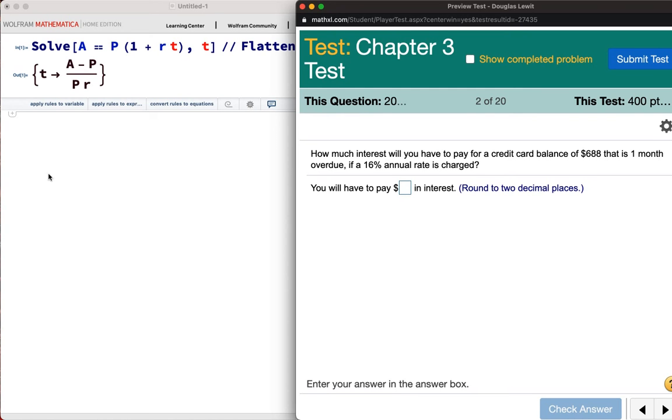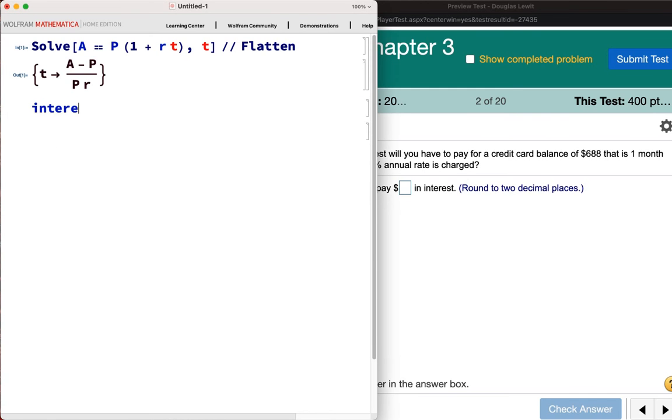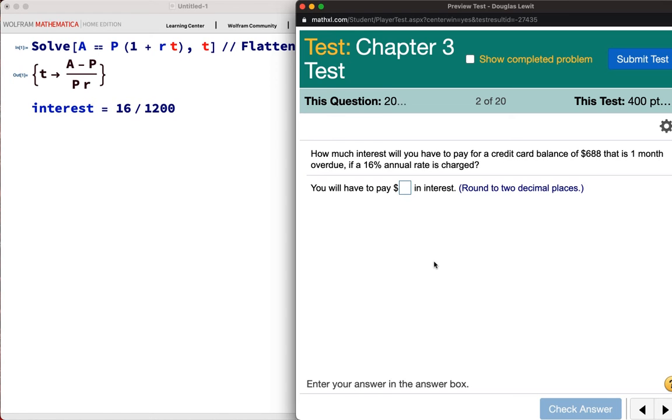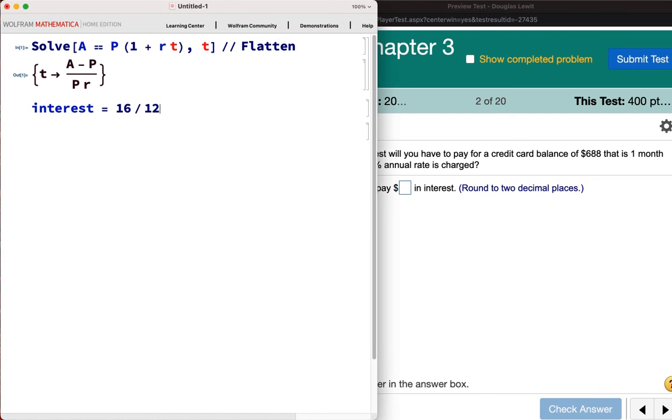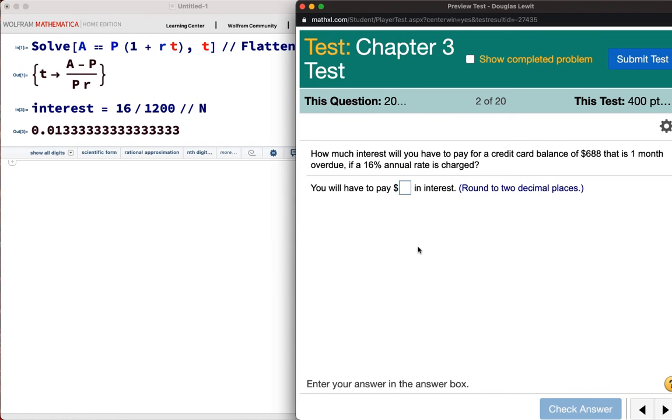Okay, so the interest here is actually going to be 16% divided by 1,200. Why is it divided by 1,200? Well, it's divided by 100 because we have to change the percent into a decimal. And then we have to divide it by 12 because we want to know the monthly interest rate. So why not just divide it by 1,200? It's the same thing. 16 divided by 1,200. Now that's giving me a fraction. That's not what I want. Let's change it into a decimal, a floating point number. All right, that's a little bit better.